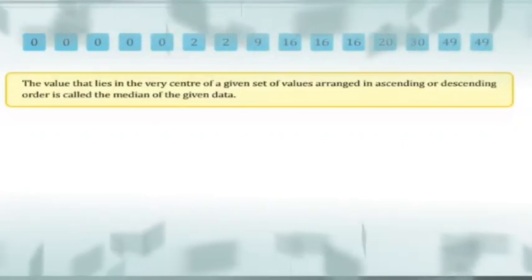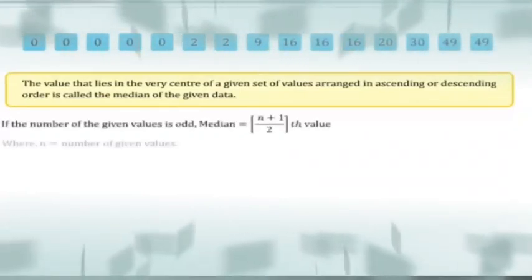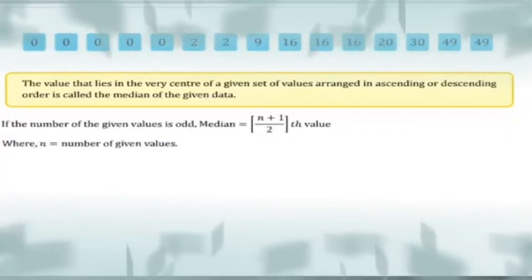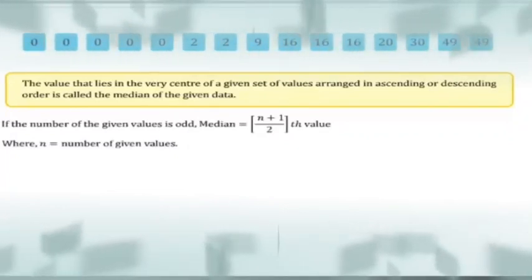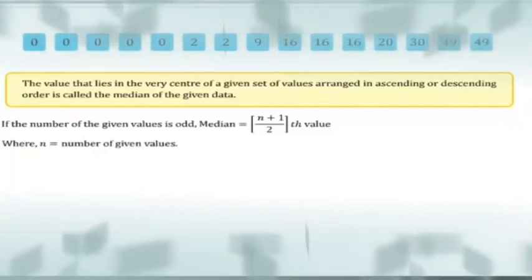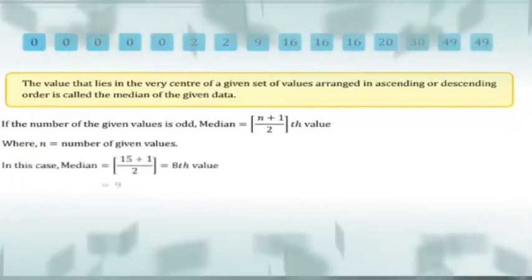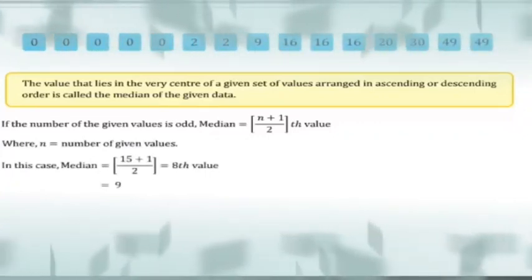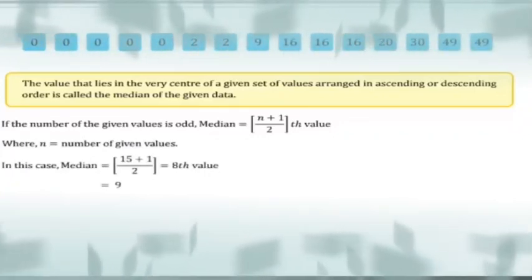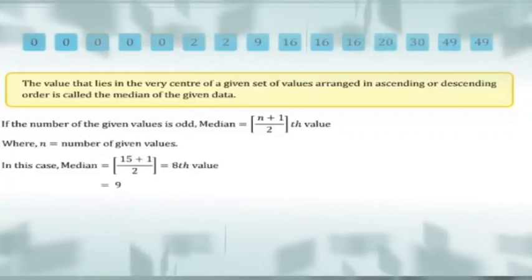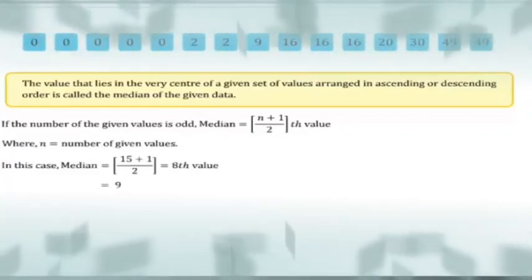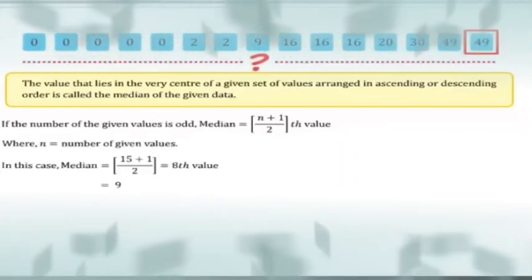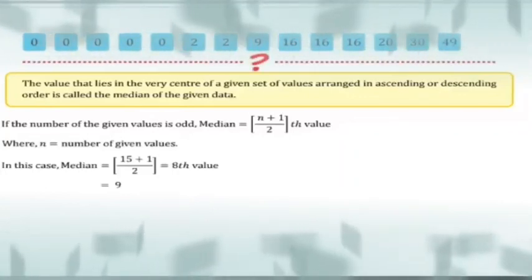If the number of the given values is odd, as in this case 15, the median is given by the formula shown here. By the formula, the median of this group of values is the 8th value or the number 9. Now suppose we were considering Mr. Pinch Hitter's scores of only 14 innings. Let us see if the median remains the same. We see that there is no middle value here. How do we find the median in this case?